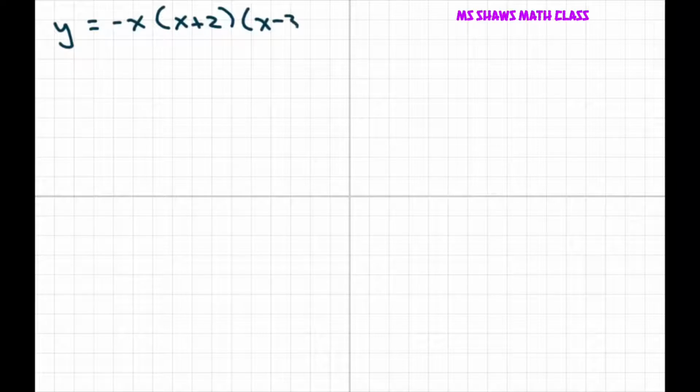Again, I forgot to write this down. So we have y equals negative x times x plus 2 times x minus 3. So let's plot our y-intercept at (0, 0). So is our x-intercept. And this one was negative 2. And this one was 3. However, in this case, they all have this degree of 1 here. That means they all cross the x-axis. If this is an odd number, it crosses. If it was even, it would touch the x-axis.